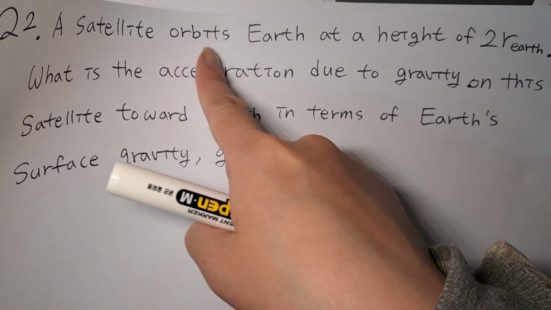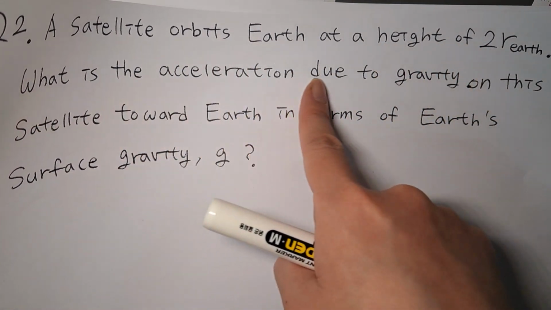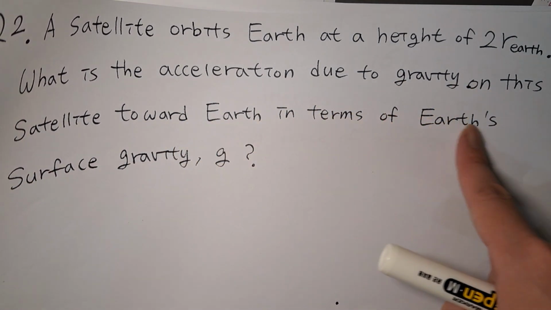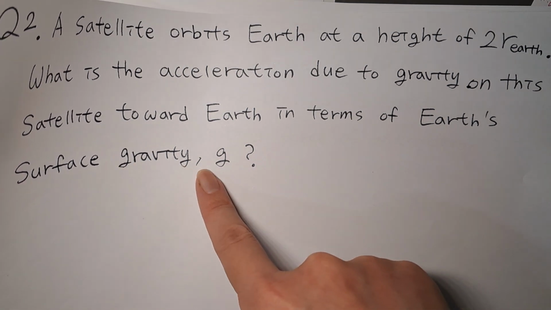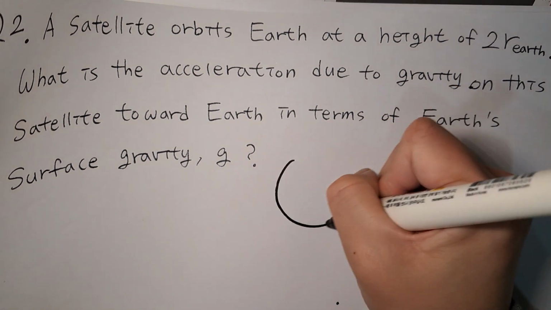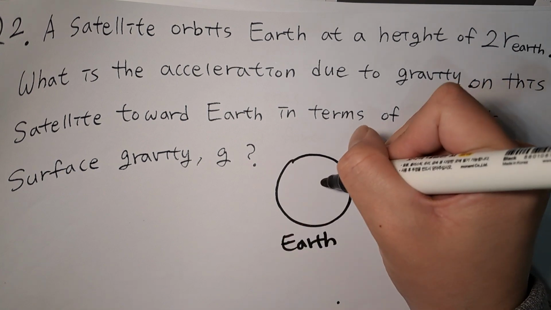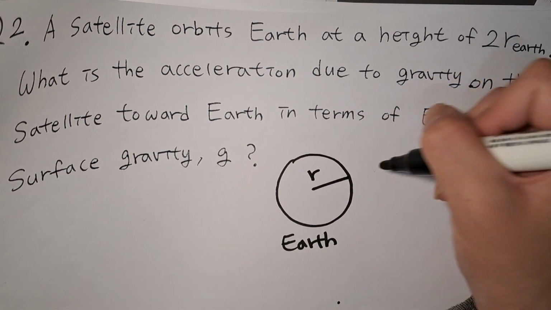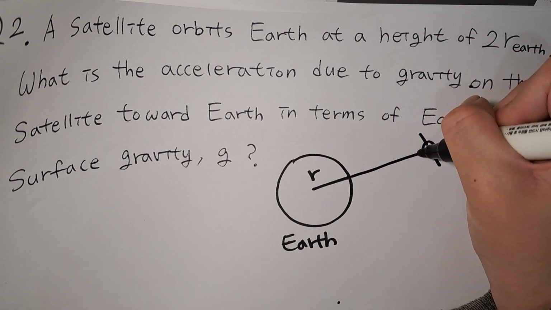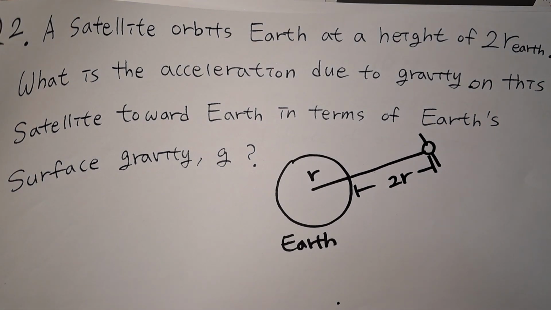A satellite orbits Earth at a height of 2 Earth radii. What's the acceleration due to gravity on this satellite toward Earth in terms of Earth's surface gravity, g? So this is going to be Earth. This is the radius. And this is going to be the satellite, and this is the radius to our Earth.